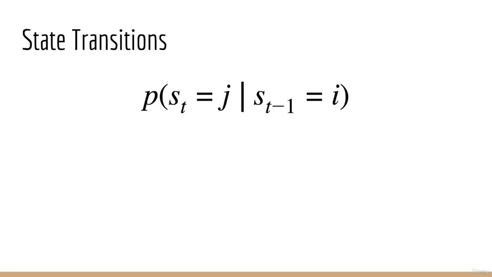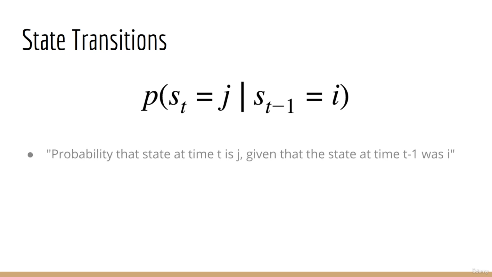Now, as you recall, Markov models are all about modeling sequences, where each state depends only on the previous state we came from. So using mathematical symbols, we can write P of S of t equals j, given S of t minus 1 equals i. So what does this mean? If we translate this into words, it translates to the probability that the state at time t is equal to j, given that the state at time t minus 1 was equal to i.